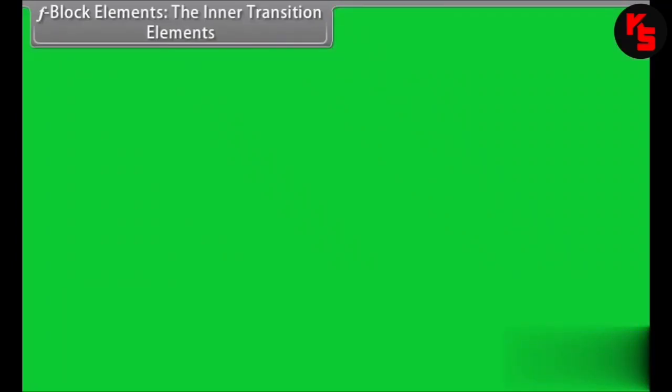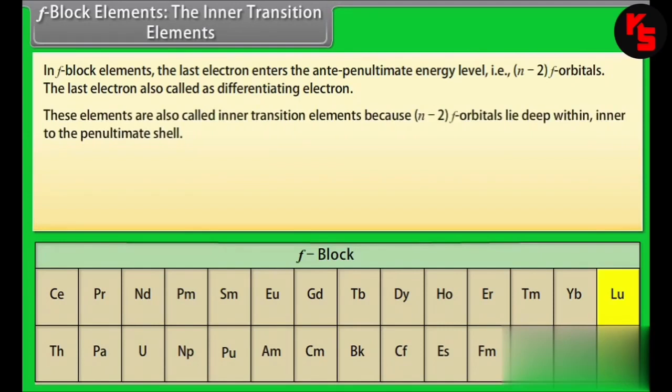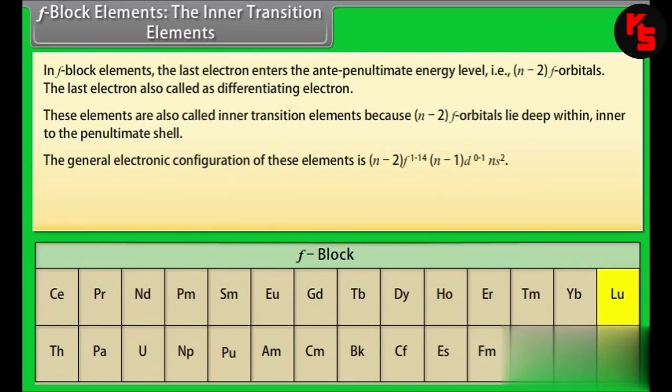F-block elements, the inner transition elements. In F-block elements, the last electron enters the antepenultimate energy level, that is (n-2)f orbitals, where n can be 6 or 7. The last electron is also called the differentiating electron. These elements are also called inner transition elements because (n-2)f orbitals lie deep within, inner to the penultimate shell. The general electronic configuration of these elements is (n-2)f1 to 14, (n-1)d0 to 1, ns2.